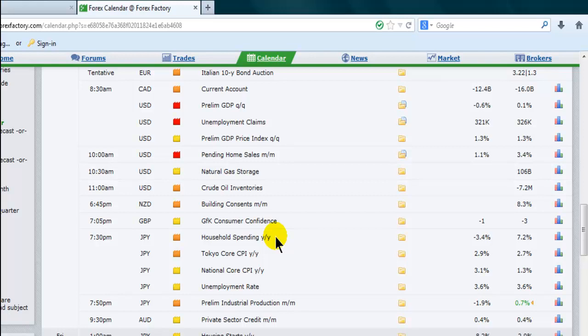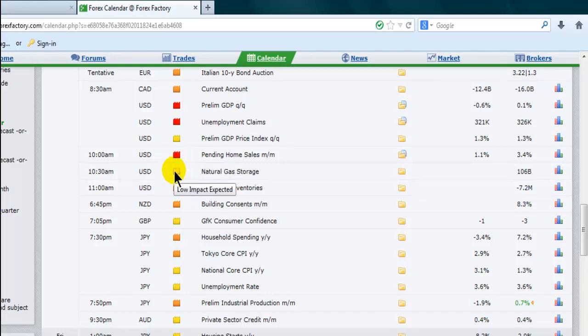So this is it. On Thursday, the economy news that we are watching is what? The natural gas storage here. They put it in yellow like this, telling us that this is low impact news. The red one is high impact news. The yellow one is low impact news.